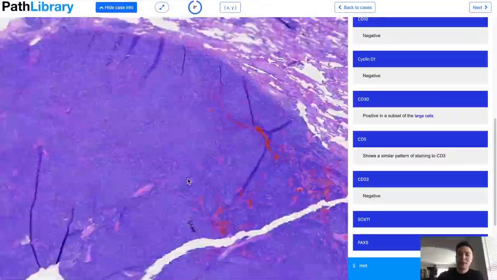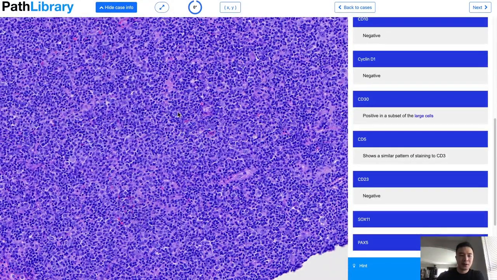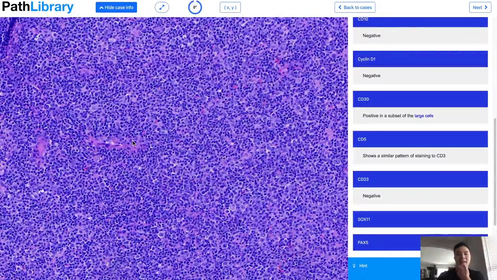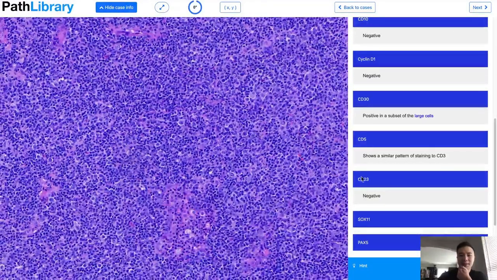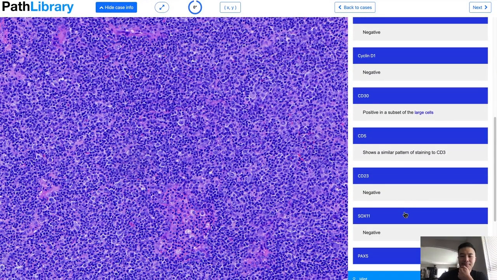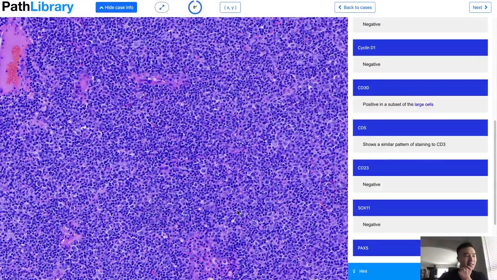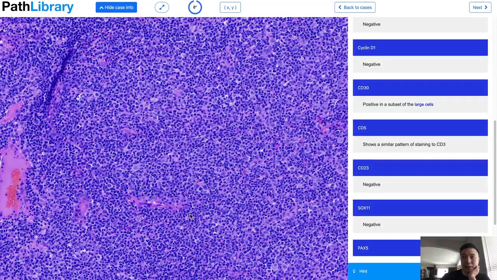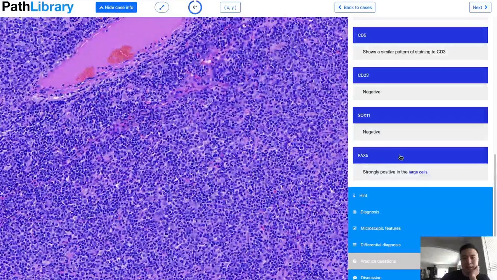So could this be like a DLBCL? I mean, the architecture and the presence of large T cells in the mix of a population of small T cells, it makes it less likely. But SOX11 is negative. So SOX11 should be positive for mantle cell. The way I remember that is you hang SOX on a mantle. So that's negative. And PAX5 is strongly positive in the large cells.